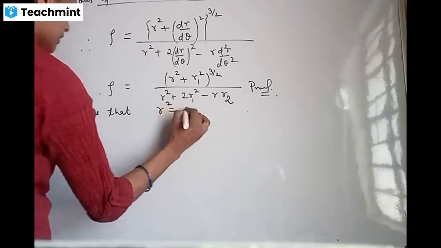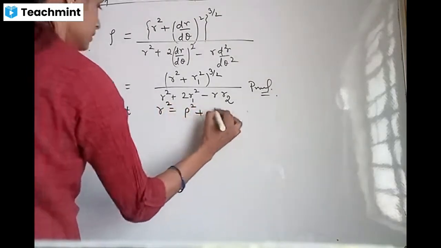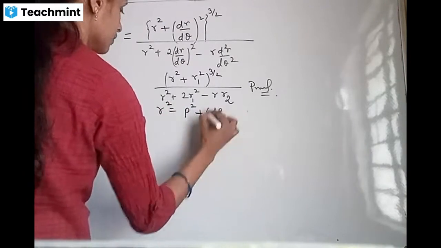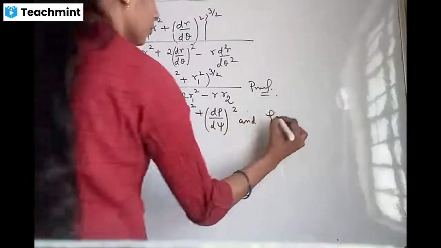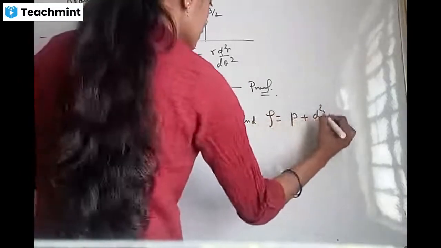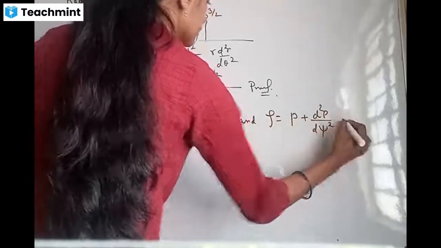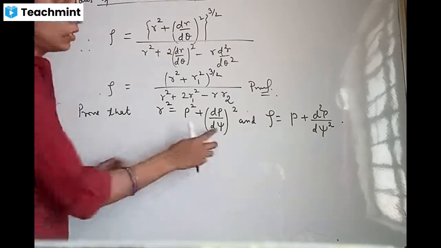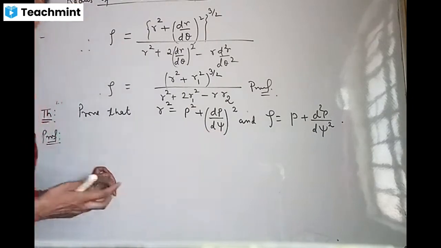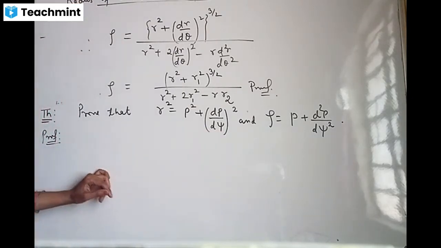r square is p square plus dp by d psi whole square, and rho is p plus d2p by d psi square. So how do you prove this theorem, girls? What do we have? We have psi here. When psi is there, which form do we use? The pedal form, p equal to r sin phi.